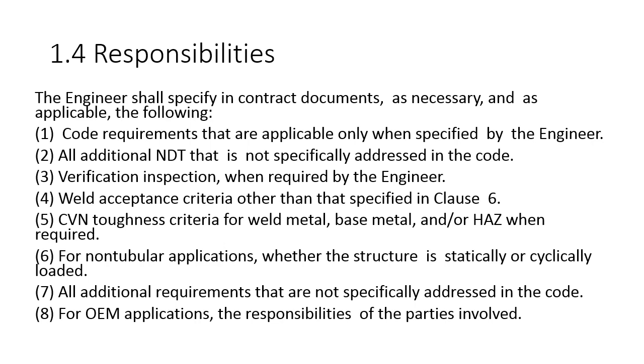The engineer shall specify in contract documents as necessary and as applicable the following. The code requirements that are applicable only when specified by the engineer. All additional NDT that is not specifically addressed in the code. Verification inspection when required by the engineer. Weld acceptance criteria other than that specified in Clause 6. CVN toughness criteria for weld metal, base metal, and or HAZ when required.